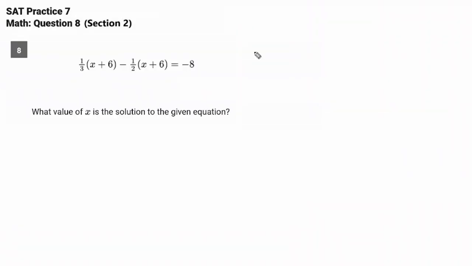SAT Practice Test 7, Math Section 2, Question 8. What's the level of difficulty here? It's medium. And it says, what's the value of x? So write down x. Couldn't be more straightforward what they're asking, but this problem is really tricky. You got to be real careful, and it takes a good amount of work.